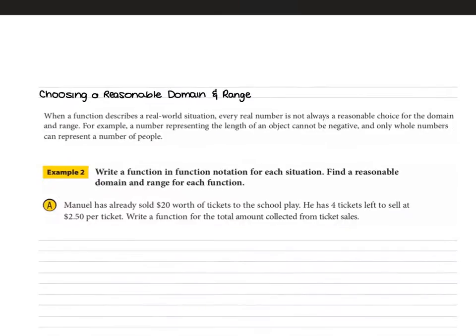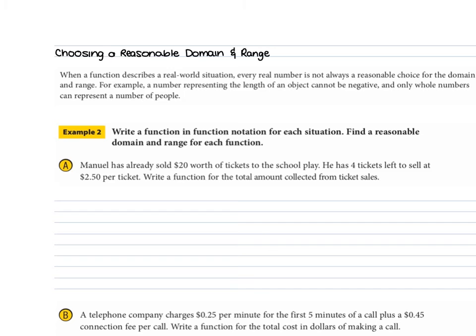If we look at our next set of examples, we're choosing a reasonable domain and range. It tells us to write a function in function notation for each situation and find a reasonable domain and range for each function. For A, it tells us that Manuel has already sold $20 worth of tickets to a school play. He has 4 tickets left to sell at $2.50 per ticket. Write a function rule for the total amount collected from these ticket sales.